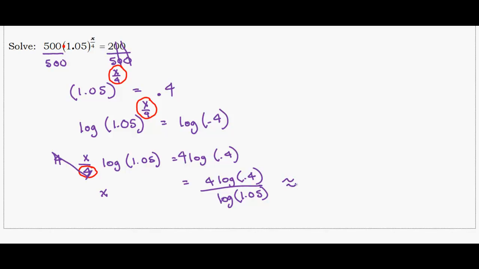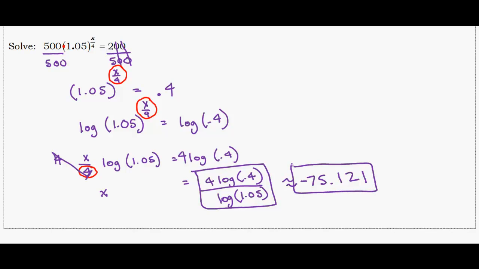So this is approximately negative 75.121. Negative 75.121, okay, so calculator ready. Approximate to 3 decimal places depending on the directions. Good job.